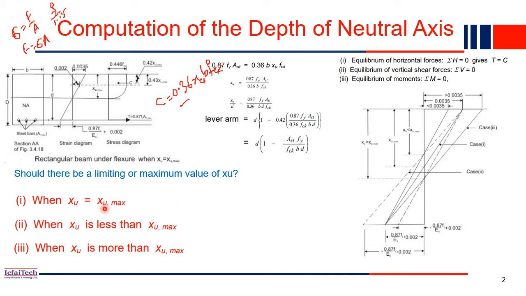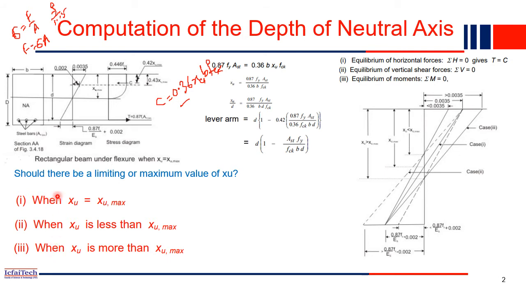So the depth of the neutral axis is XU. XU max is when the top fiber is also failing and the bottom fiber is also failing. That is case one, and we call it XU max. That's why this name is XU max. And XU less than XU max is allowed. So whatever the neutral axis depth XU is, you will find it out. If it is less than XU max, the structure is safe. I mean, it is allowed in the IS 456 design.